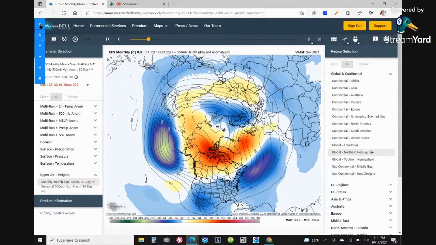So let's move forward. It's not a bad pattern for November. Now bear in mind, this is 4 runs ago.